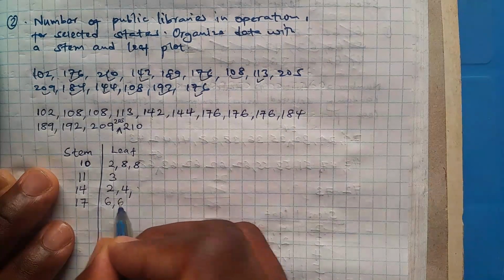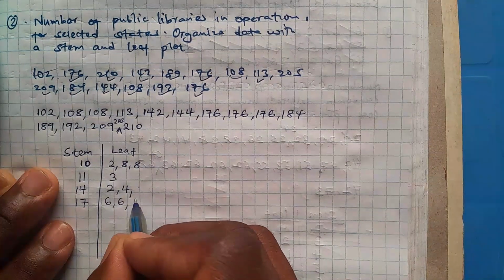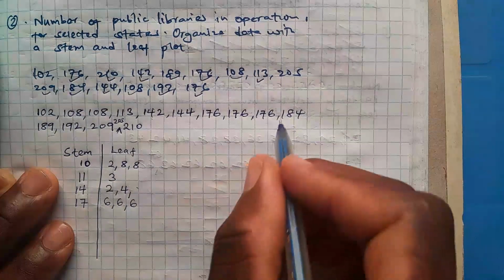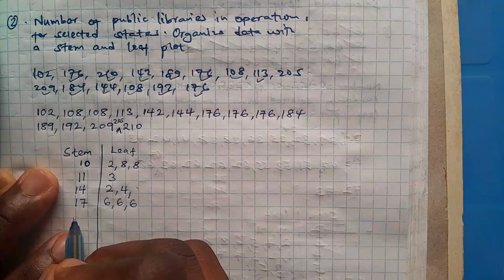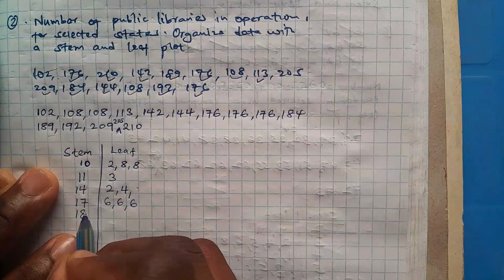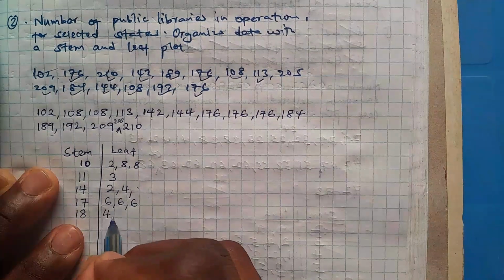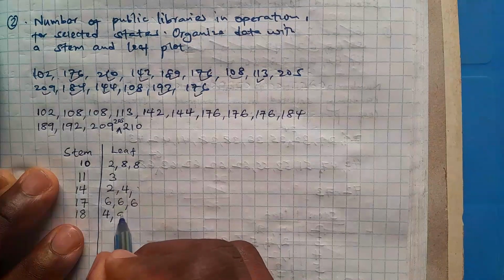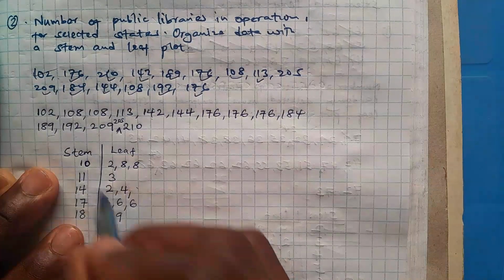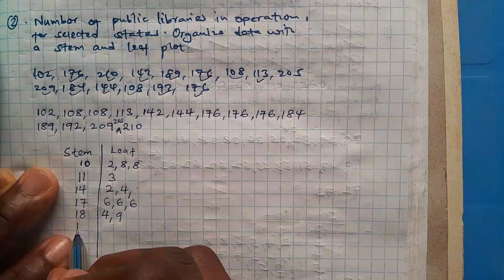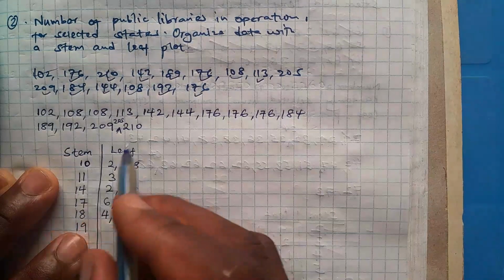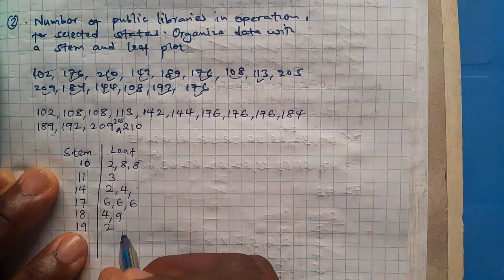We have 176 again. We also have 176. We proceed to 180. We have 18 as our stem. Then we have 184. We have 189. We proceed to 190s, where 19 is our stem. We have 2 as our leaf.